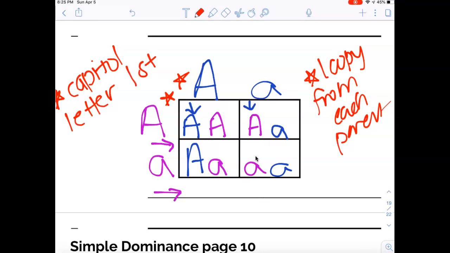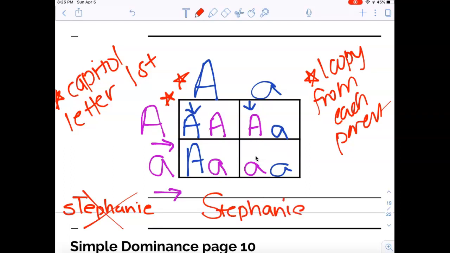Okay. That's like with writing your name, right? My name is not Stephanie. My name is Stephanie. So the capital always goes first. So that's just how to fill in a Punnett square, okay?